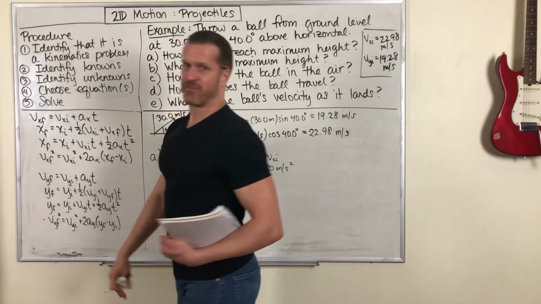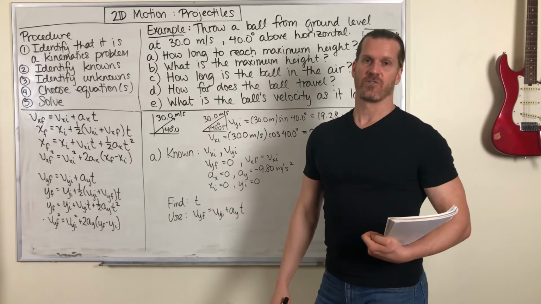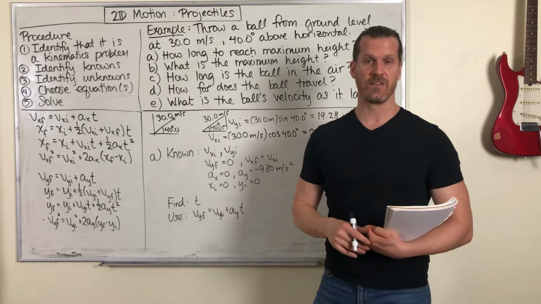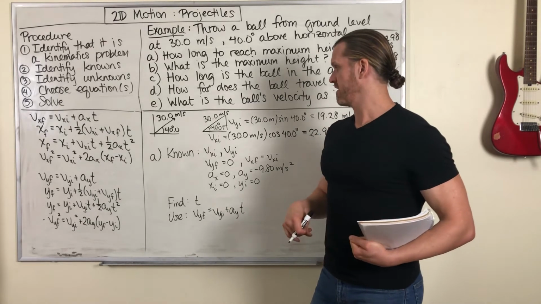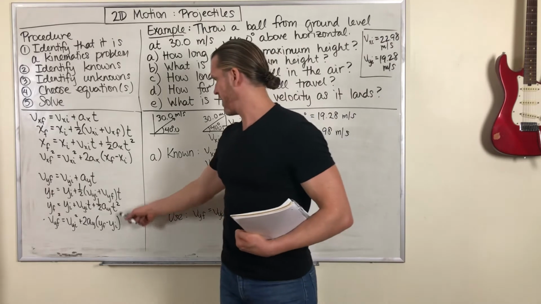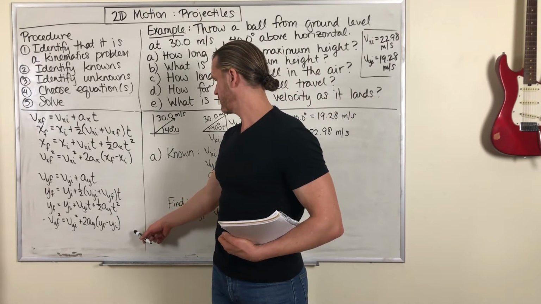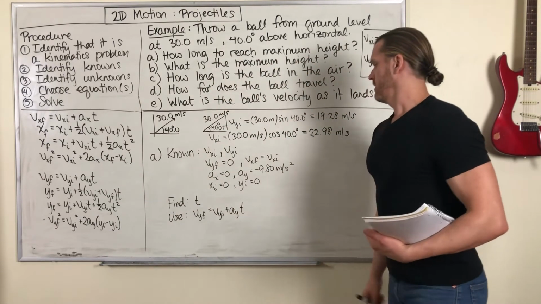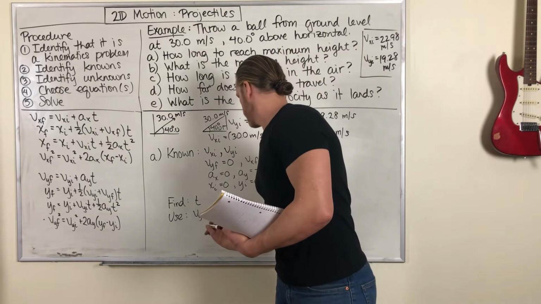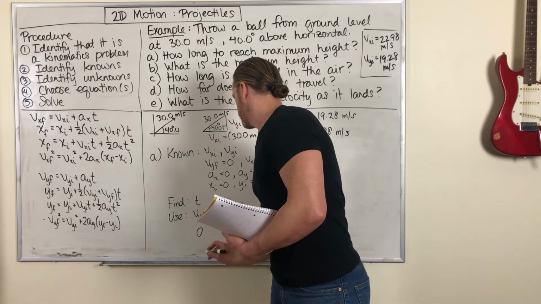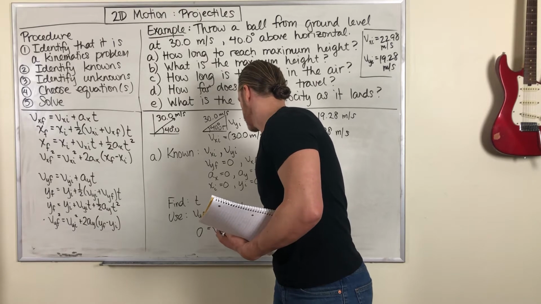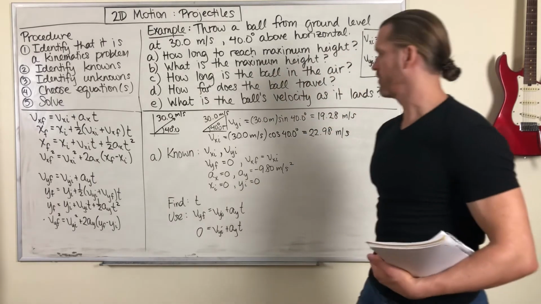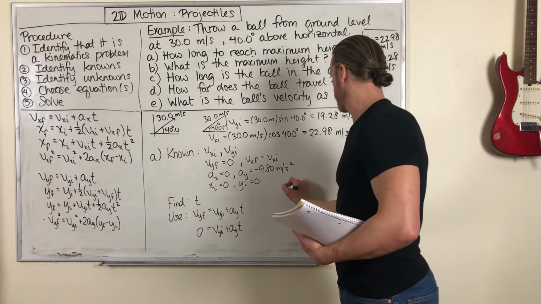None of these x equations are going to be helpful. They all contain too many unknowns and there's no way to solve them given the information we have. And in the y direction, they all have too many unknowns except for that first one. All right, so we know that Vy final is 0. So we'll replace that with 0, and then we can solve for time.